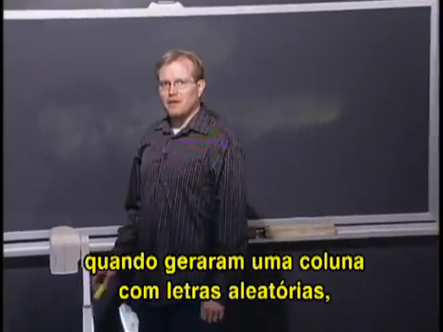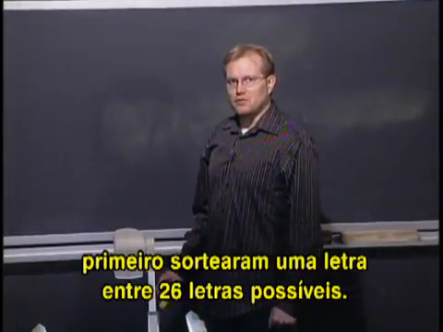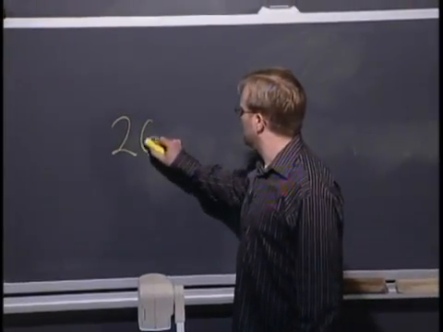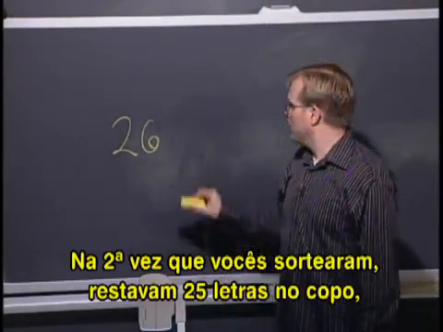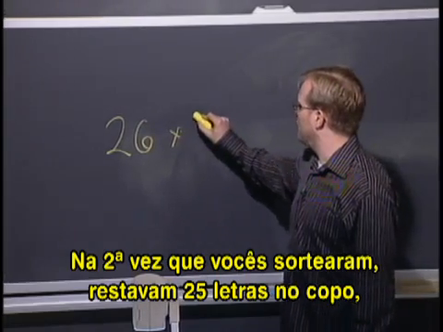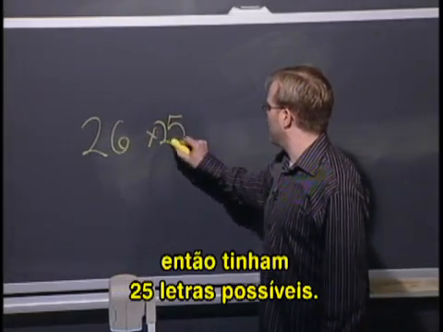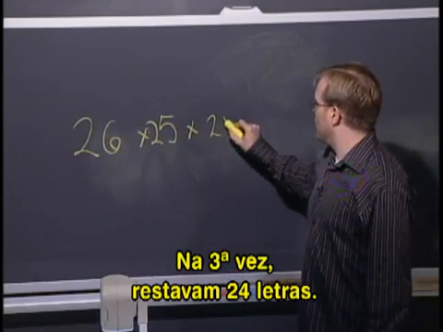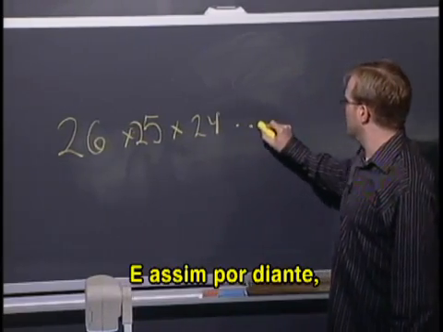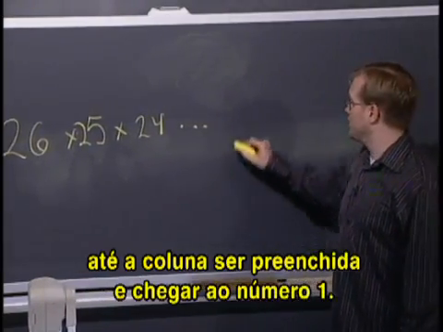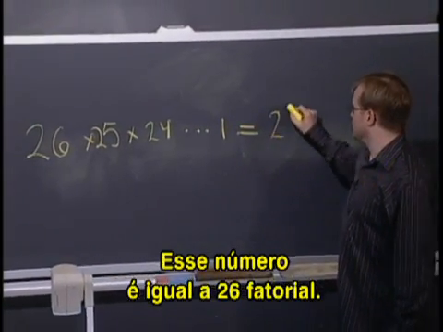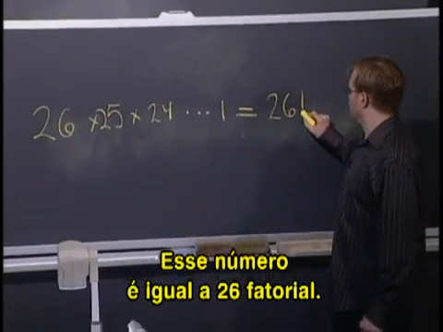When you generated your random strip of letters, first you drew from 26 possible letters. The second time you drew, there were 25 letters left in the cup, and so you had 25 possible letters. The third time, you had 24, and so on until the strip was completely filled in, down to 1. This number is equal to 26 factorial.